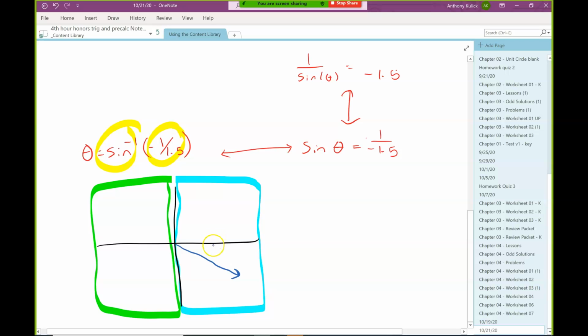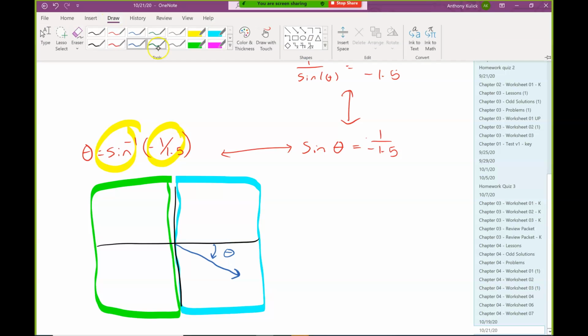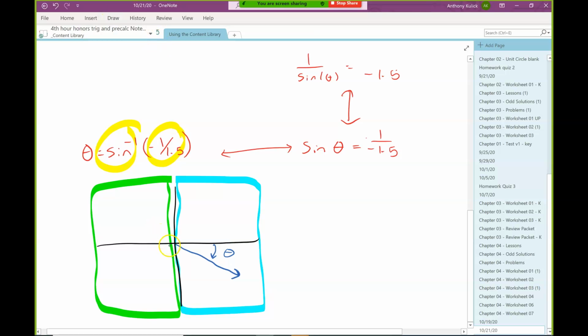So when I type this into my calculator, the angle that I'm going to get is this theta. Okay with that? I need to translate that into an answer in quadrant 2 or 3. Well, I know that sine is negative also in quadrant 3. Okay with that?